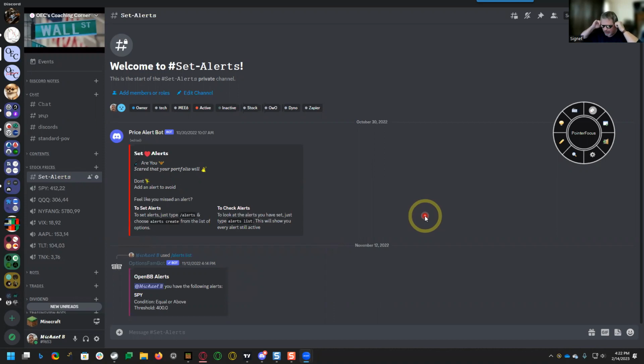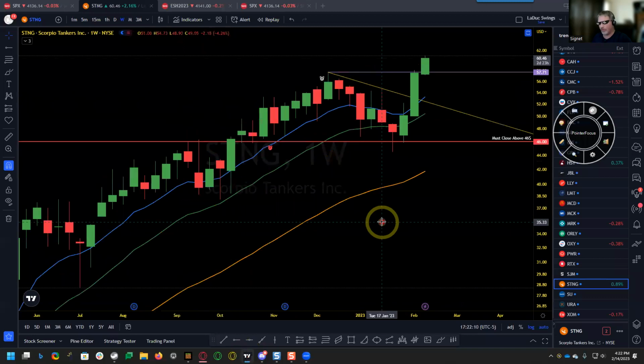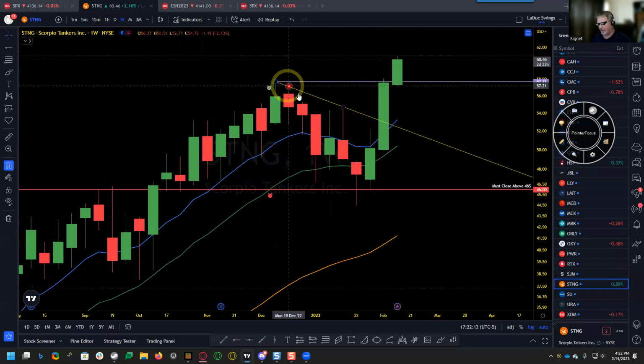So today we were talking about setting alerts, right? I had some alerts pop off today on a few names. Sting, for an example. I had this trend line alert go off the other day, and then today it broke out above this recent high. You can see that there's still an alert set, even though it triggered. So that's just one of them.